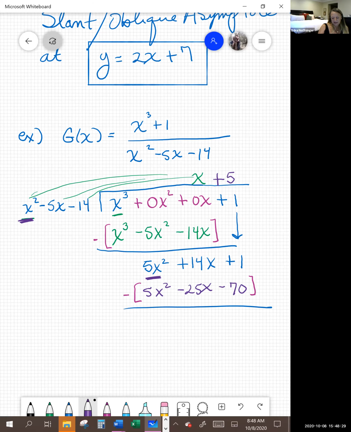So this would cancel. This is now a positive 25x because of the negative. So positive 25 plus 14, that's 39. So 39x. Distributing, this is now positive 70. 70 plus 1 is 71.